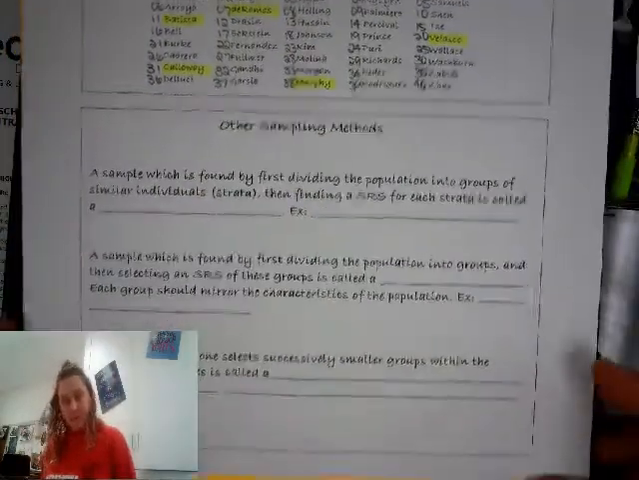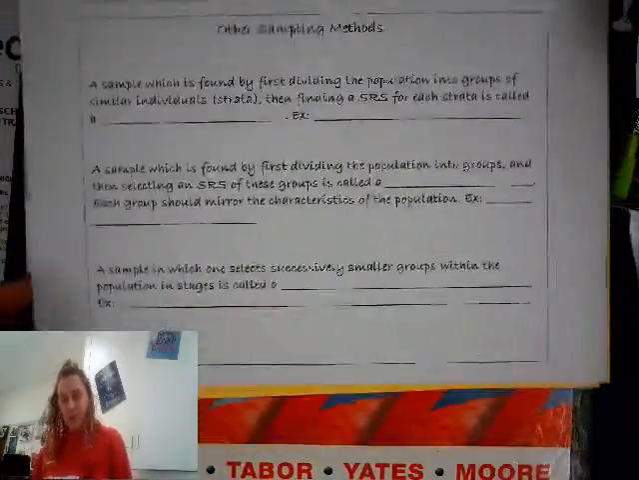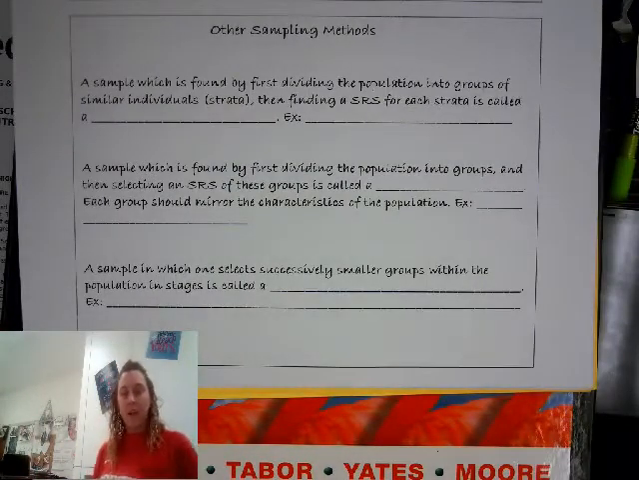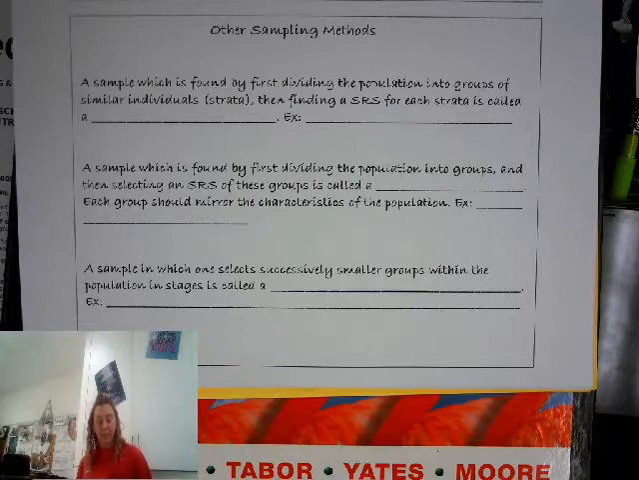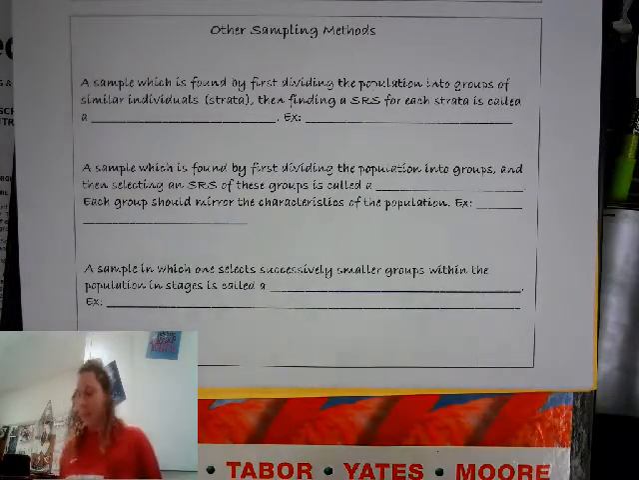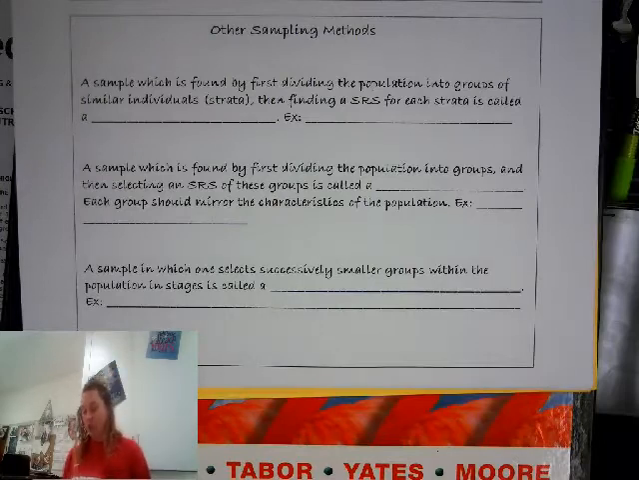So a sample which is found by first dividing the population into groups of similar individuals, known as strata, then finding an SRS for each strata, is called a stratified random sample.